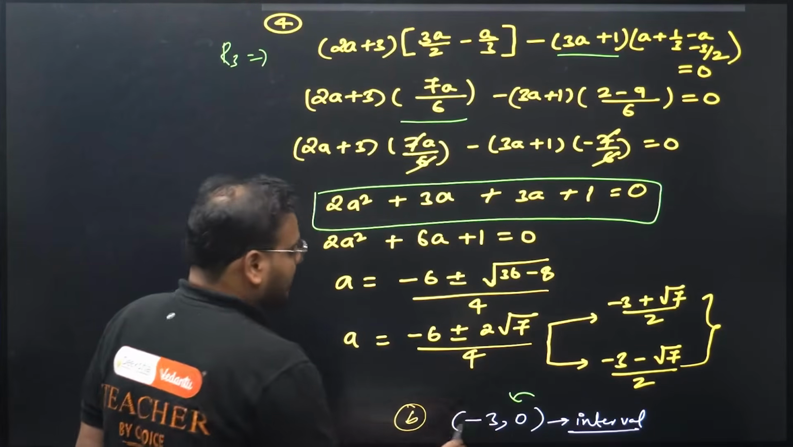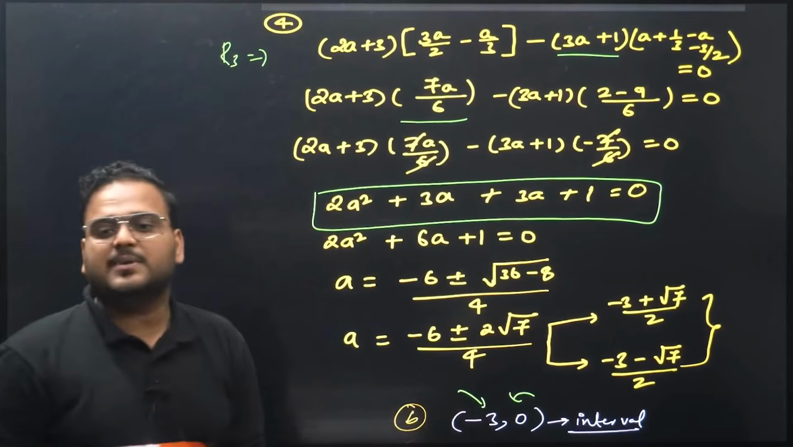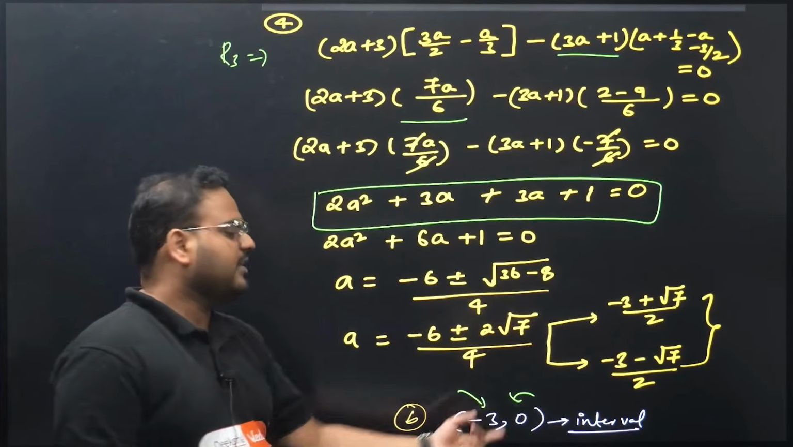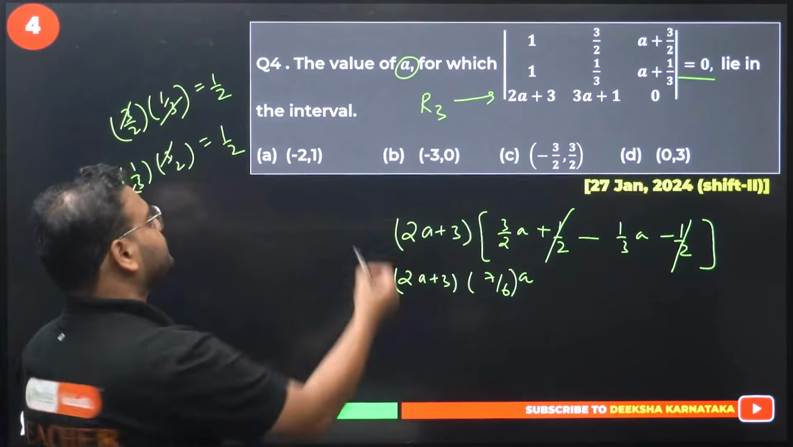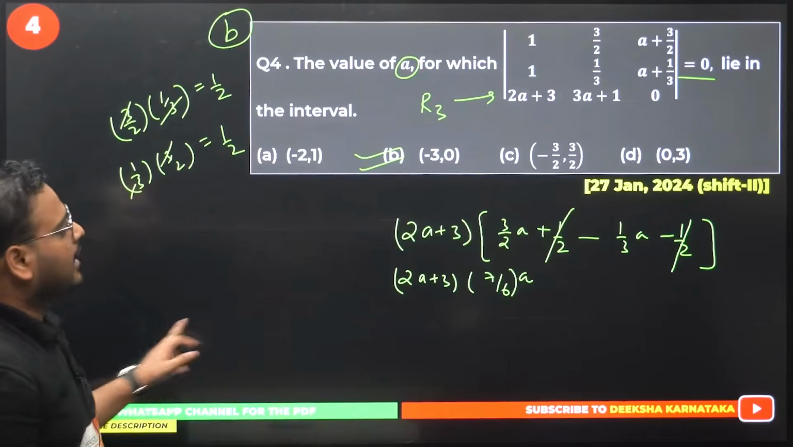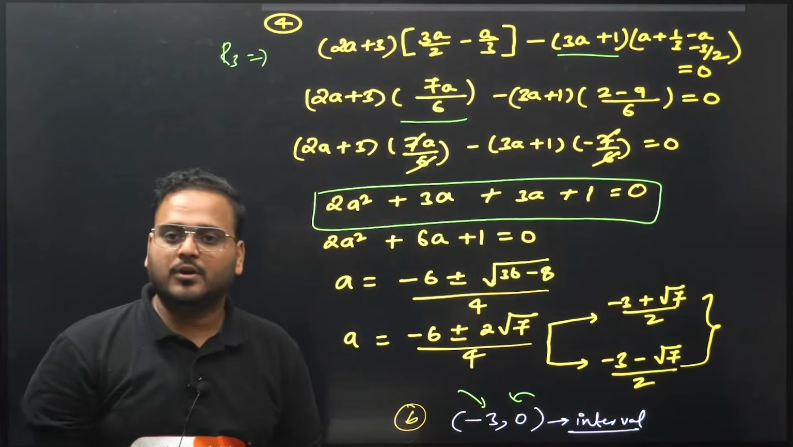So you get, sorry, greater than minus 3. So you'll have this value. So both the values of a lie between the interval minus 3 and 0. Option B is correct. Have a look one more time.